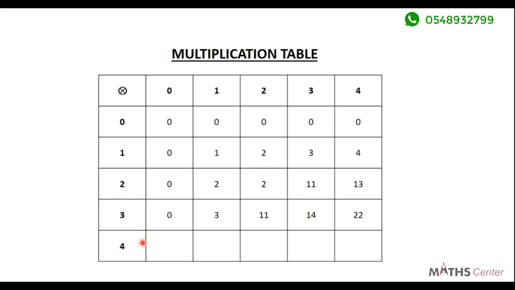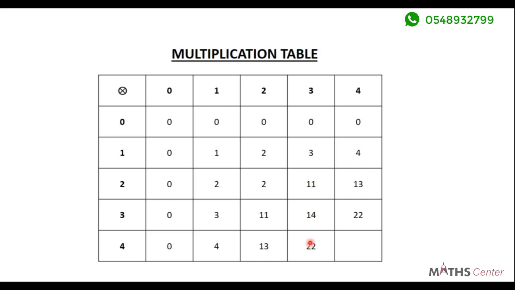Now when you come here, we have 4 times 0. So 4 times 0 will give us 0. 4 times 1 will give us 4. 4 times 2 will give us 8. 8 in base 5 is 1 remainder 3. 4 times 3 will give us 12. 12 in base 5 is 2 remainder 2.